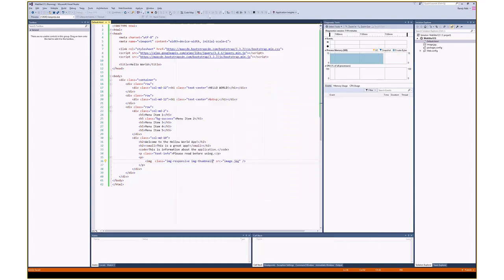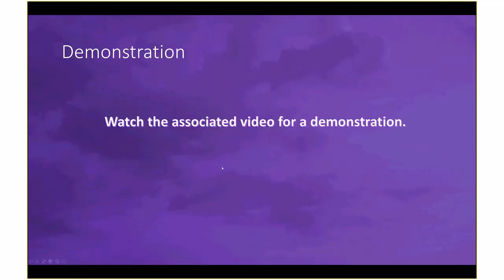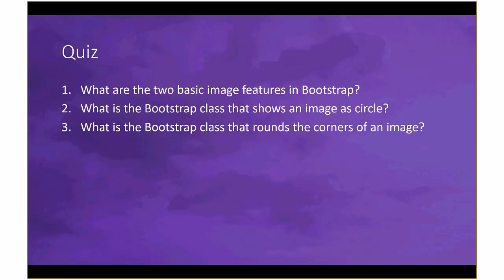So pretty short lesson there, but that's kind of the deal with images in Bootstrap for demonstration. So our quiz. What are the two basic image features in Bootstrap? So one is the responsiveness of images so that it can auto-size them, and two is show them in different shapes, of course.